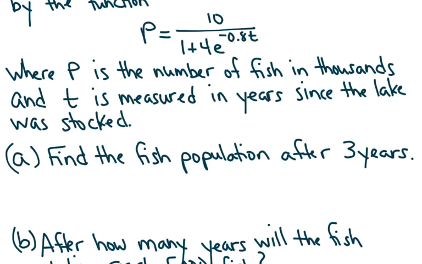So I'm going to plug in 3 for t. Don't forget that they said that p is measured in thousands. That means you have to multiply your answer by 1,000 when you're done. So p is going to be 10 over 1 plus 4e to the negative 0.8 times 4. When you plug this into your calculator, I would put this in an extra set of parentheses. So do 10 divided by parentheses, 1 plus 4e raised to the negative 0.8 times 4.